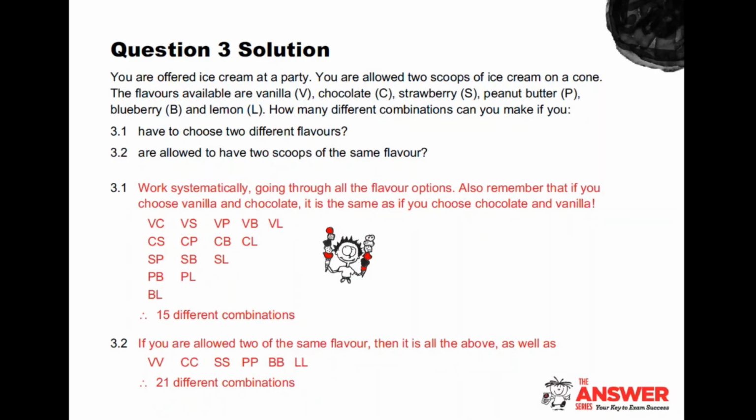A little bit like the handshake questions. You know, if you've got 7 people at a party and everyone shakes hands with everybody else, how many handshakes are there? Well, that's 7 times 6 divided by 2. And we divide by 2 because my shaking hands with you and you shaking hands with me is exactly the same handshake. So what about 3.2? If you now are allowed to have 2 scoops of the same flavor, so it's all these 15 as well as vanilla, vanilla, chocolate, chocolate, strawberry, strawberry, and so on. So 6 more, so 21.